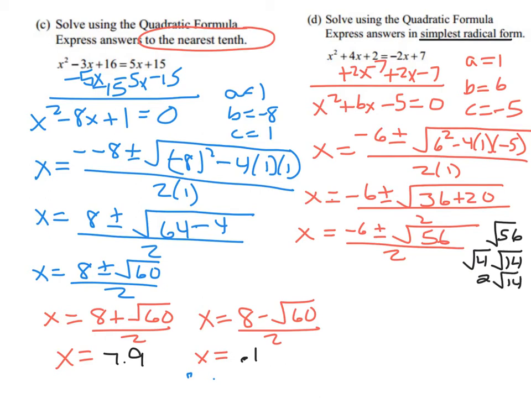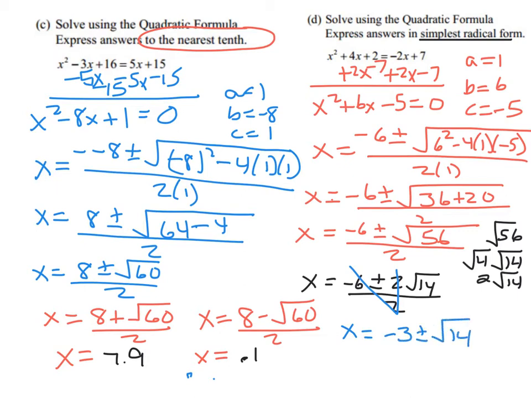Okay? So as far as my answers go, I get x equals negative 6 plus or minus 2 radical 14, all divided by 2. Personally, I like my v method. 2 goes into all 3 of those. So my final answer is a negative 3 plus or minus square root of 14. And that's in simplest radical form.